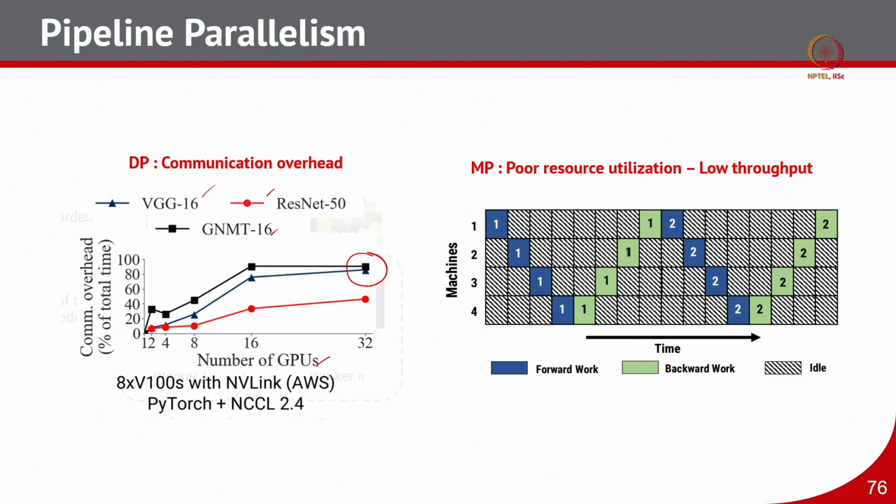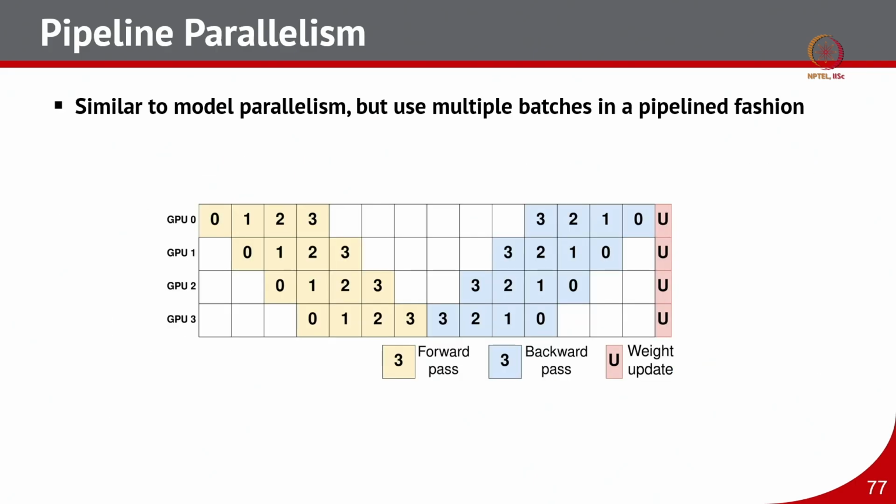In this particular example, 8 V100 GPUs with NVLink were used, and then the NCCL library was used. So, that is the disadvantage of data parallelism: the communication overhead is extremely high. In model parallelism, we already discussed that the resource utilization is very poor, that is why the throughput is very low. Low throughput means we cannot execute any other model or any other data while one particular data point is getting trained. And that is why pipeline parallelism came into the picture.